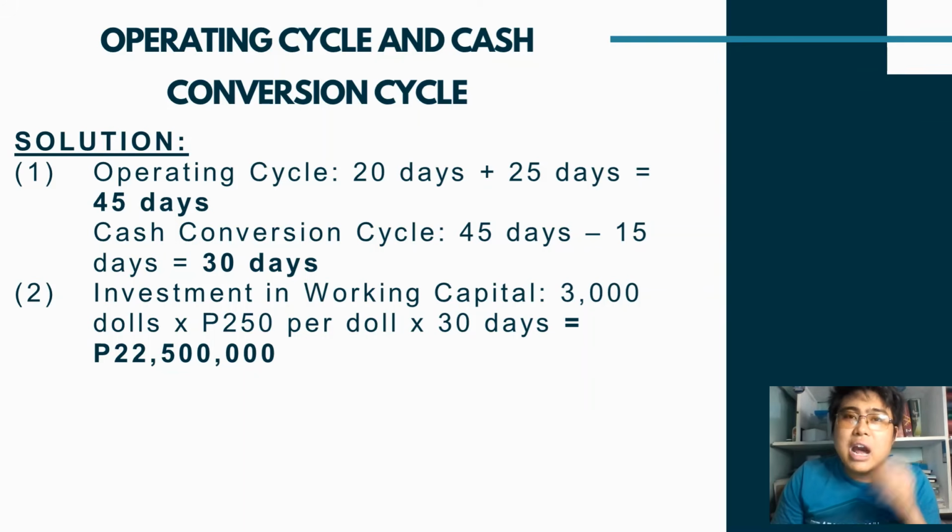So basically, araw-araw nakakapag-produce ka raw ng 3,000 dolls. At ang cost mo kada doll ay, sinabi ng problem, 250 pesos. So 3,000 times 250 pesos, yan ang gastos mo araw-araw. Ilang araw yung pupondohan mo? Ang sabi natin, 30 days. So 3,000 times 250 times 30 days, your total investment in working capital is 22,500,000. Okay? So that will conclude our discussion regarding operating cycle and cash conversion cycle.